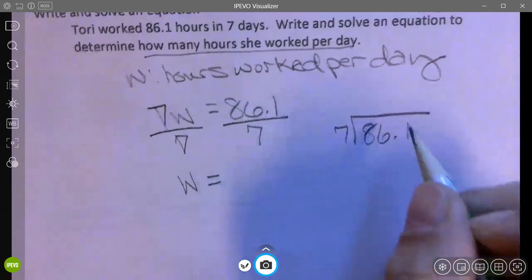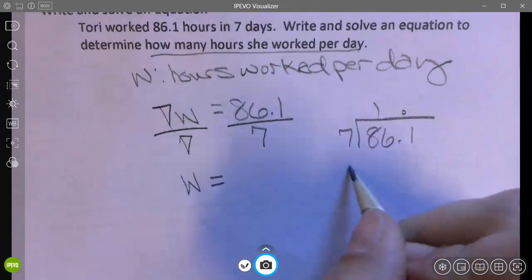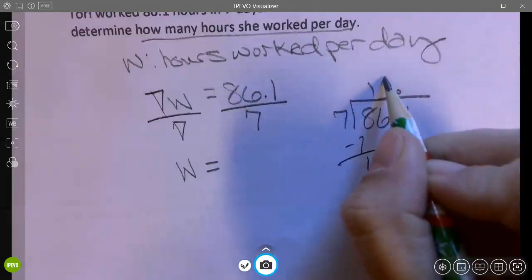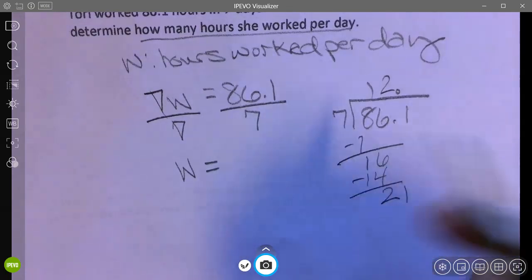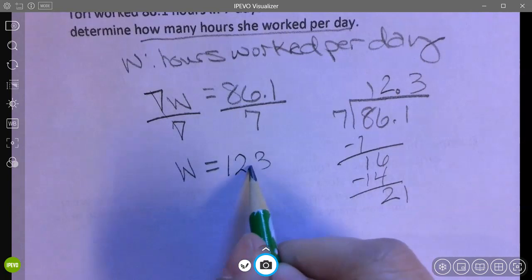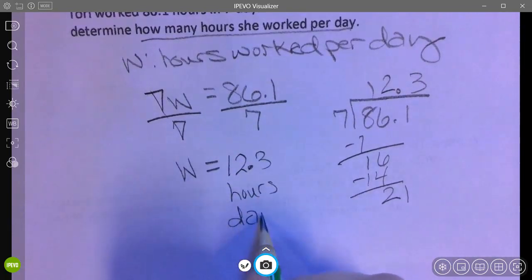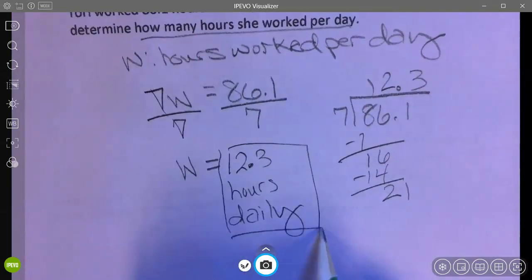And then if I take 7 and I divide it into 86.1, remember I bring my decimal straight up. Bring down my 6, goes in twice. 14, bring down my 1, 7 goes into 21, 3. So she worked 12.3 hours daily. You could have said per day, daily, they mean the same thing. You don't have to be word for word, you just have to have the right idea.